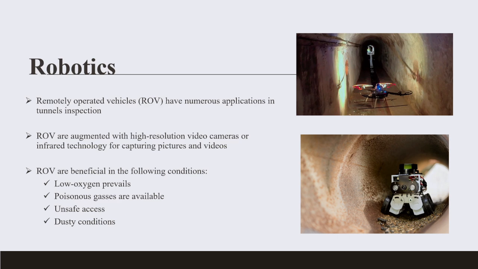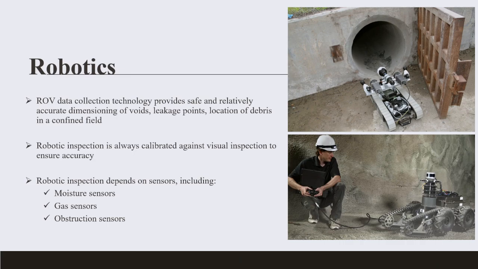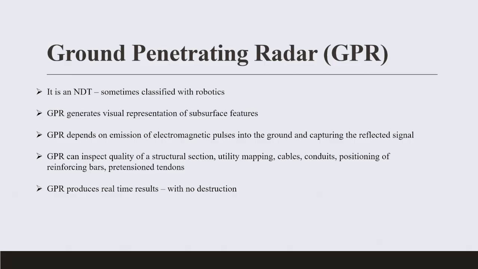These are pictures of ROVs, or remotely operated vehicles, or robotics. You can use them if you have low oxygen locations or poisonous gases or unsafe access or dusty conditions. You can attach any type of sensors or data capturing equipment. So these are being deployed a lot of the time. Again, moisture sensors, gas sensors, or any type of sensors can be attached.